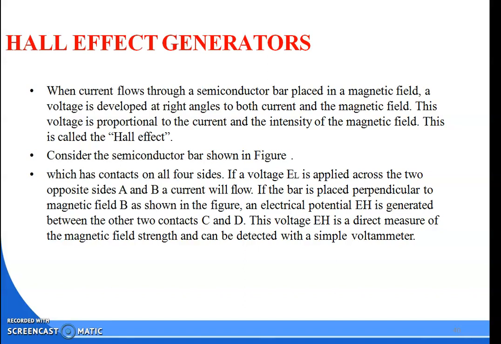An electrical potential, an EMF, called EH, is generated. You can say it is E small h, or EH. EH is generated between the two contacts C and D.